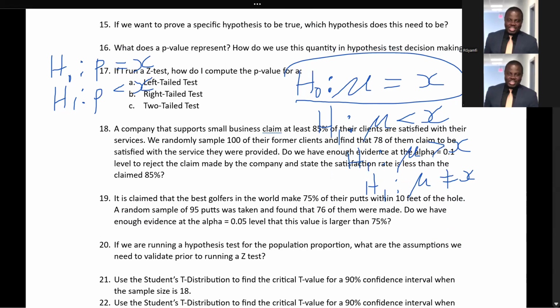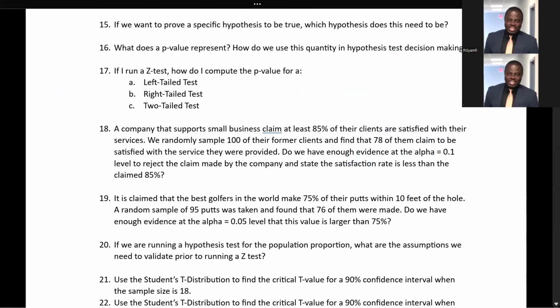I'm going to quickly go to number 19. In 19, it is claimed that the best golfers in the world make 75% of their putts within 10 feet of the hole. A random sample of 95 putts was taken and found that 76 of them were made. Do we have enough evidence at the alpha equals 0.05 level that this value is larger than 75%? So here we want to run a hypothesis test. The first step is always to make sure you set up your hypothesis.